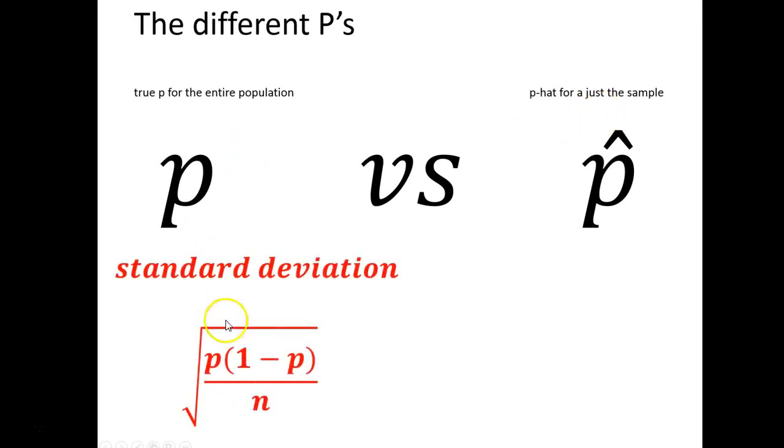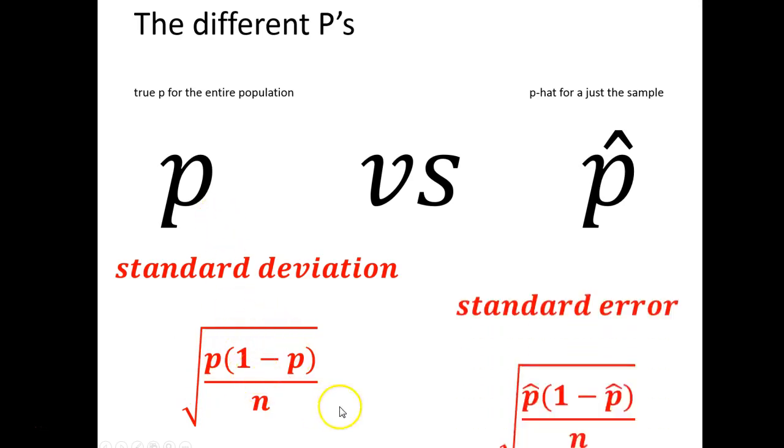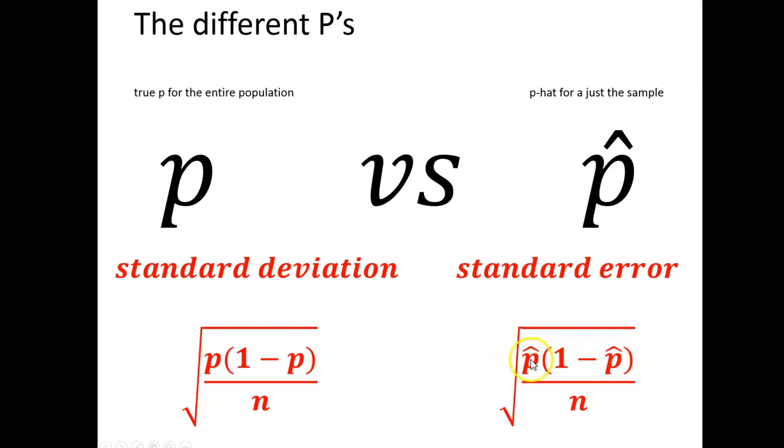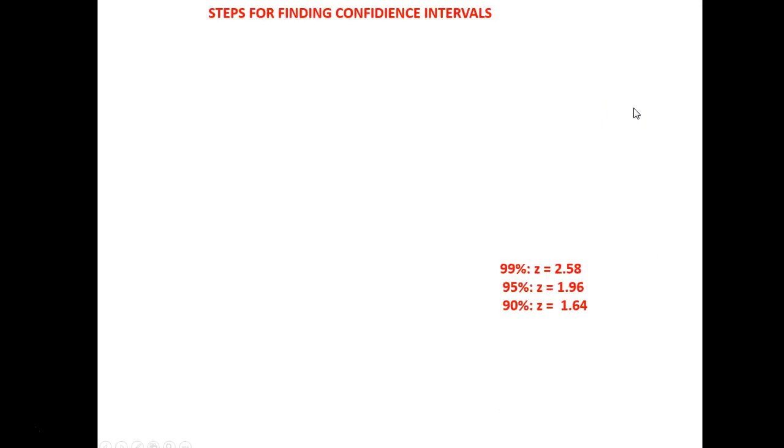Okay, so the standard deviation here with a P looks like this. The standard deviation with a P hat looks like this. Exactly the same, but I drew little hats, and I actually now call it a standard error. All right, so you might want to put this in your notes so that you remember we're looking at standard error with confidence intervals, and it has to do with samples.